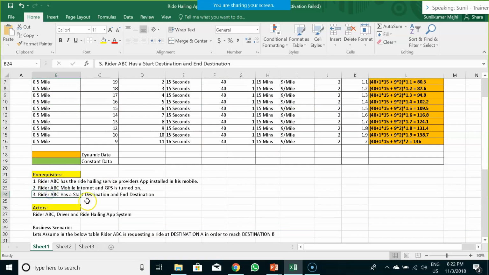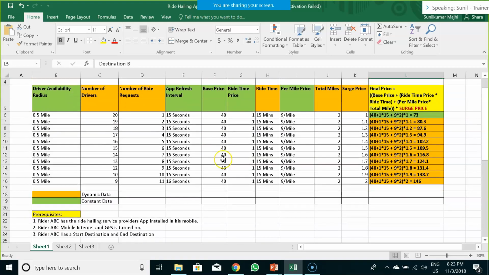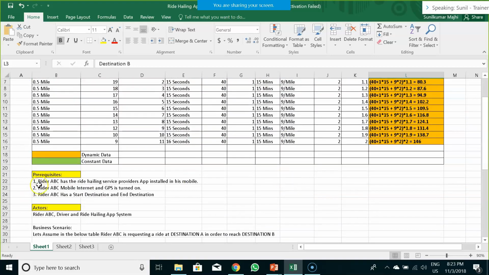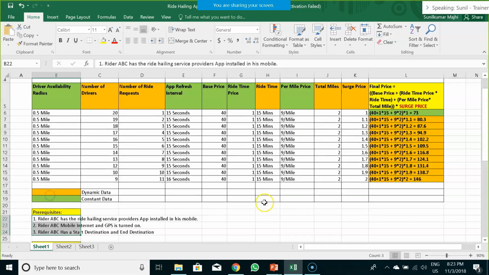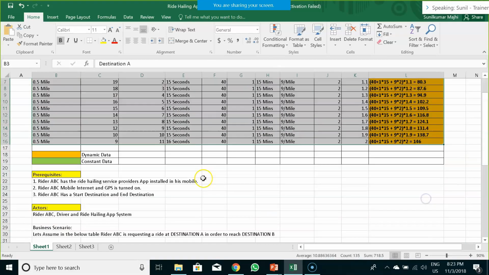So prerequisite 3 would be rider ABC has a start point and the end destination. What is his start destination and what is his end destination? Without which the demand versus supply model won't work. Why? Because we won't be able to estimate the final exact pricing for reaching from destination A to B. So these would be the 3 prerequisites that we need in order for this example to execute.